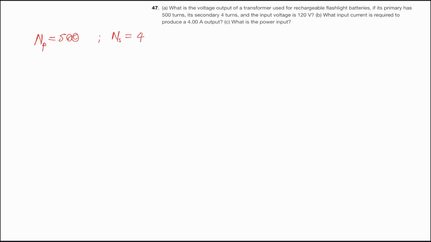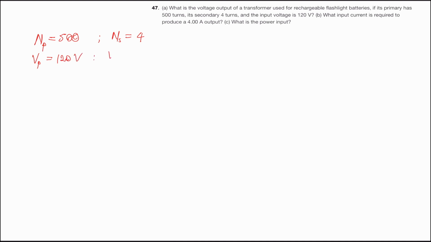Now, remember, transformers must be attached to a source. They don't have electricity of their own. They don't generate electricity. They're passive components. So they receive a signal of AC, and then they would affect it accordingly, either step it up or step it down. Here we're told that our transformer is connected to an input voltage of 120 volts. That is V sub P is equal to 120 volts.